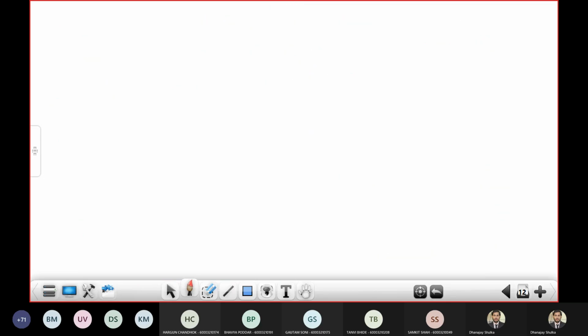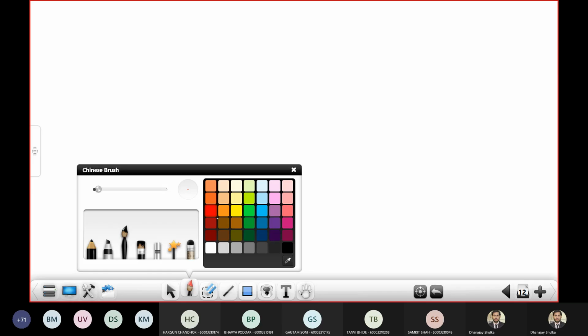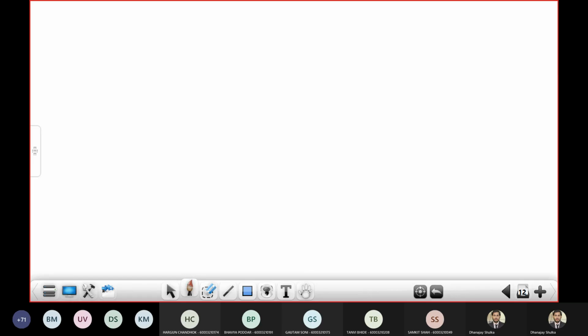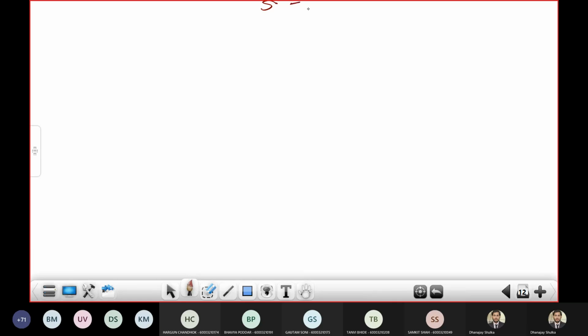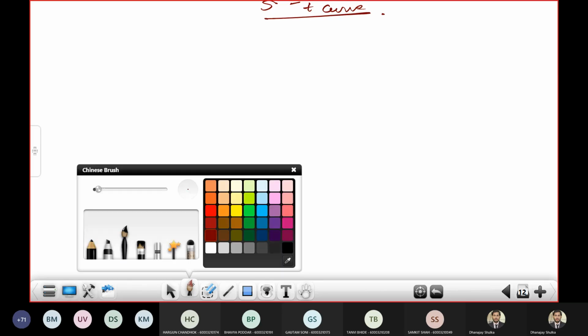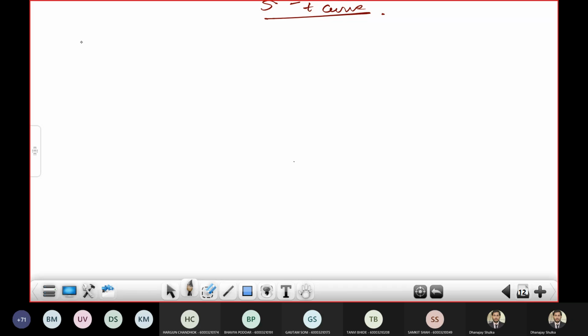Now next thing, let us start one by one. First, we will start with the ST curve. So let me draw the diagram first. Is the screen visible to everyone? Yes, sir. Okay. So let's say I draw the ST graph, okay?